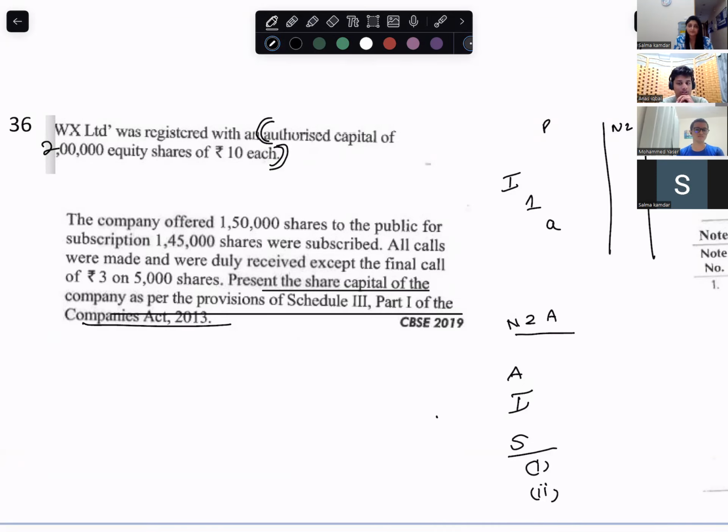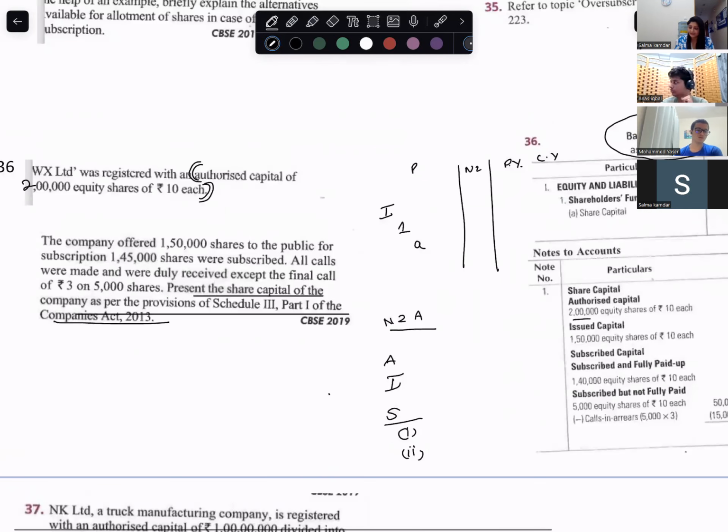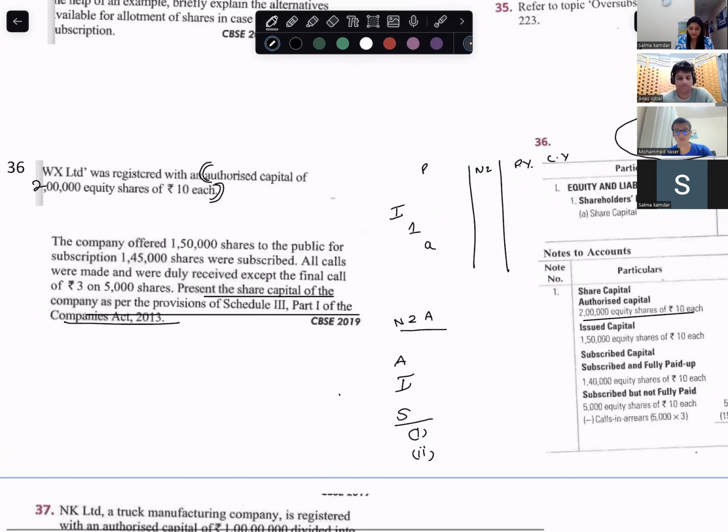Read this and tell me where this will come. Authorized capital of 2 lakh equity shares of rupees 10 each will come in authorized capital. Same way, rupees 10 each, 2 lakh shares, face value. What is the total? The total will be 20 lakhs.